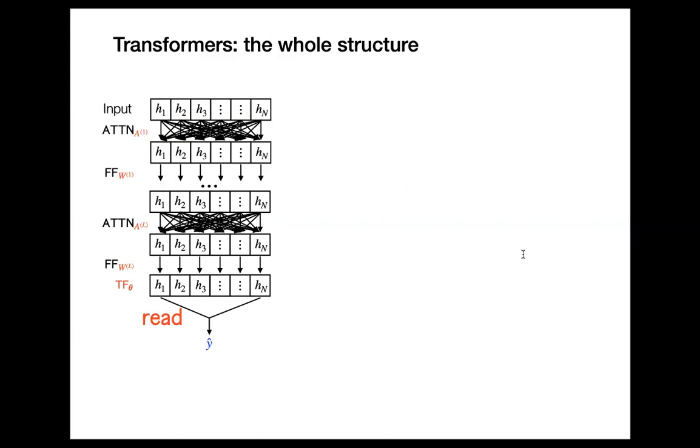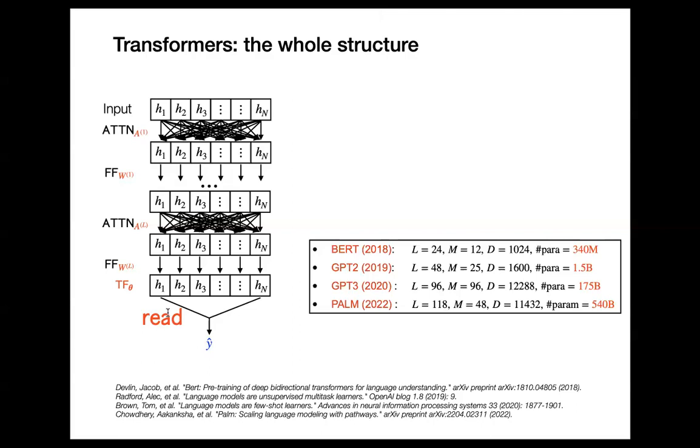So this is the full architecture of a transformer, an iterative composition of attention layers and feed-forward layers, and eventually, after the last feed-forward layer, we need to read out this y-hat. And these well-known large language models, for example BERT, GPT-2, GPT-3, and PaLM, are all based on this architecture with small variants. The most important difference is the size of these models.